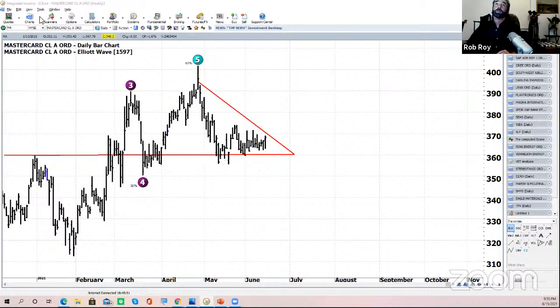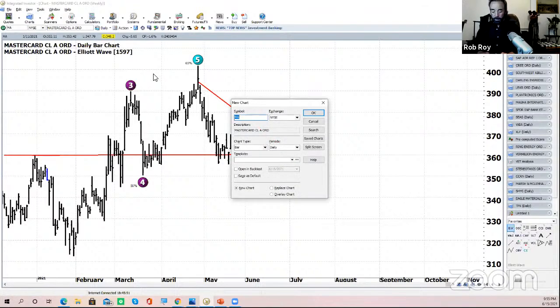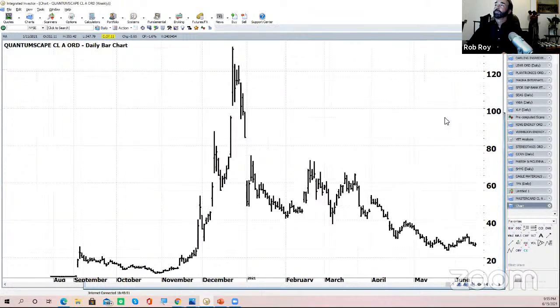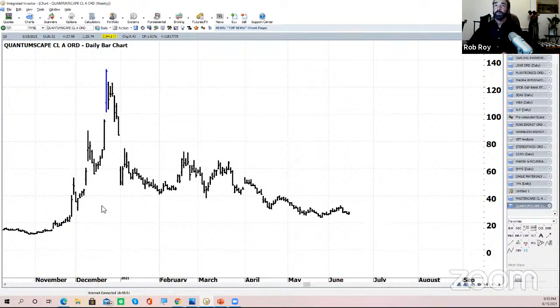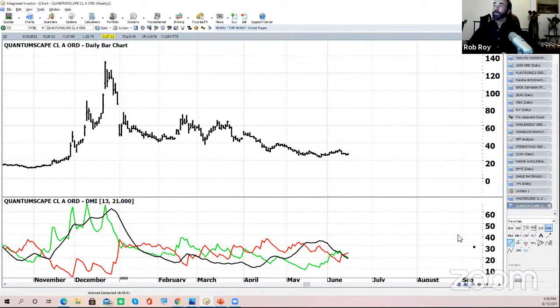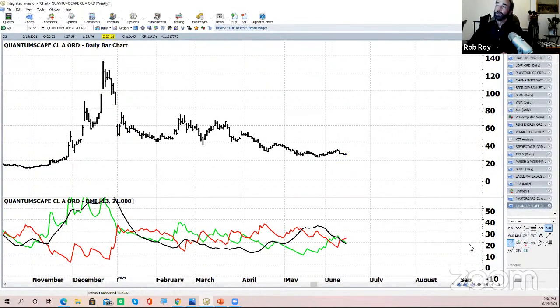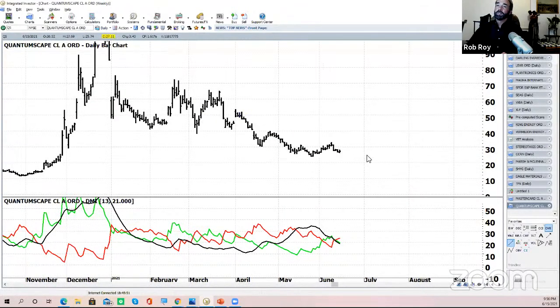So, a stock to look at, QS from Joe, QuantumScape. You can see this was a mover in the past. We were getting lots of questions about this back in December when it was going crazy, and it's gone awfully quiet since then. But even now, this is why the ADX rule is in place. Look how long this has done nothing, just gone sideways. And the ADX is still just barely breaking below 20.